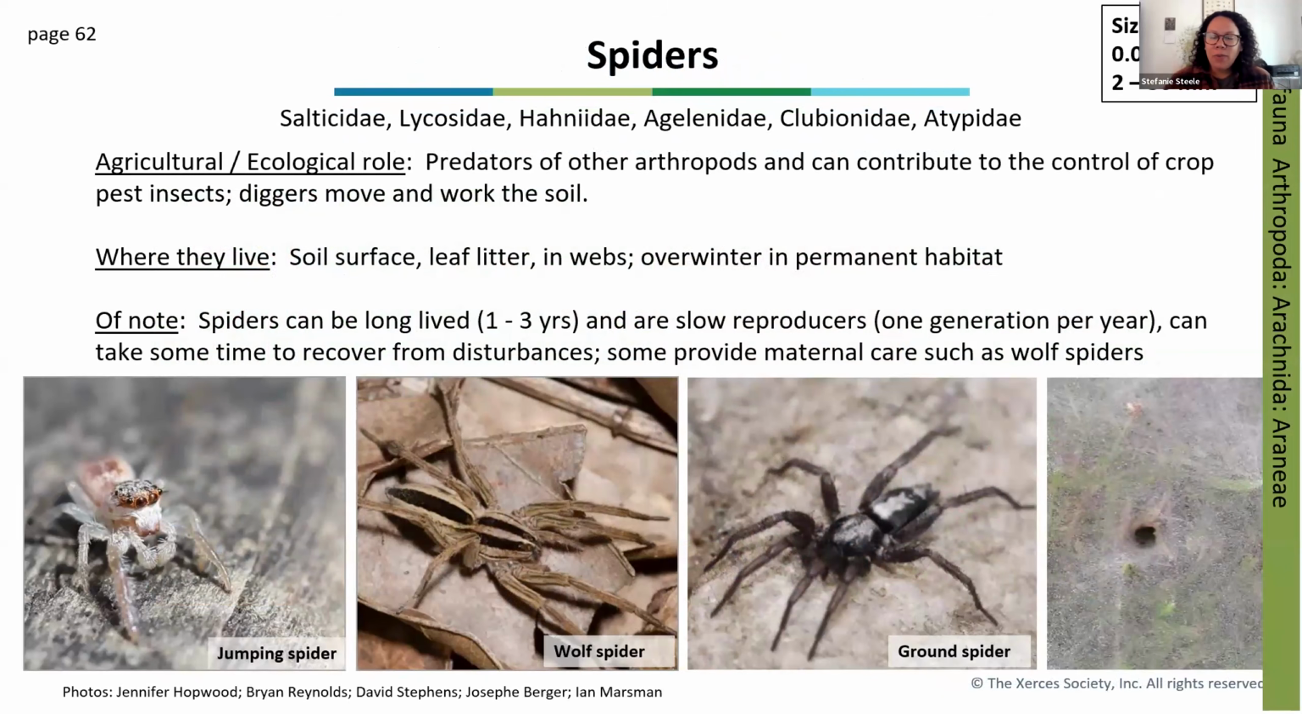Okay, so now moving on to non-insect macrofauna, starting with spiders. So these spiders are another group of important predators. They have 8 legs. They have 2 body regions: a cephalothorax, so head and thorax together, with an abdomen.